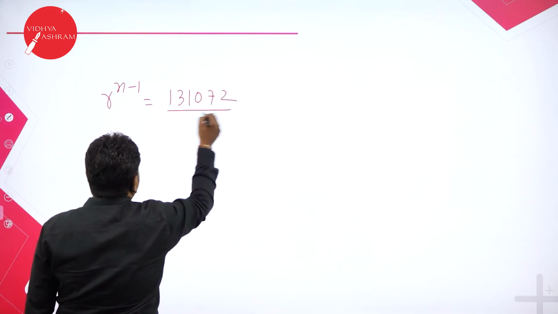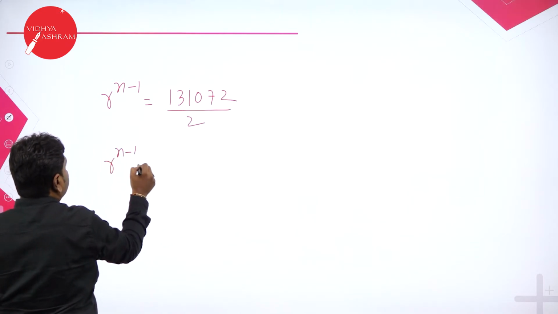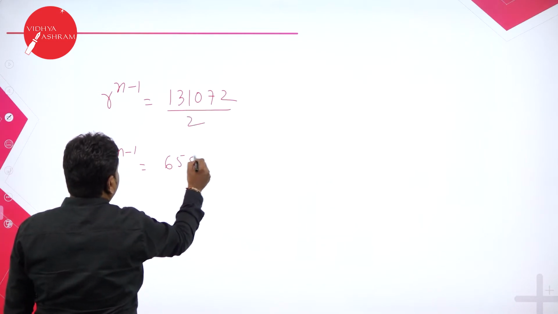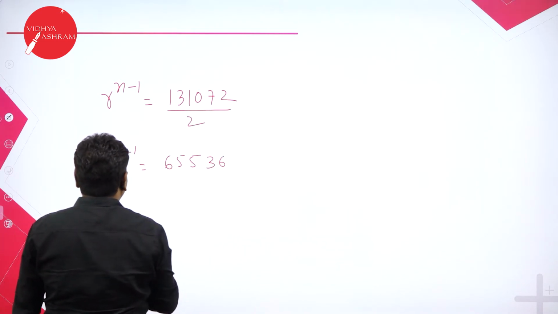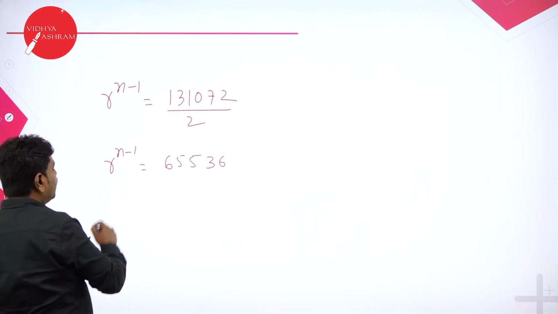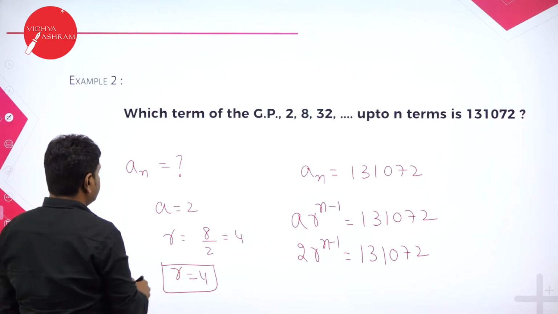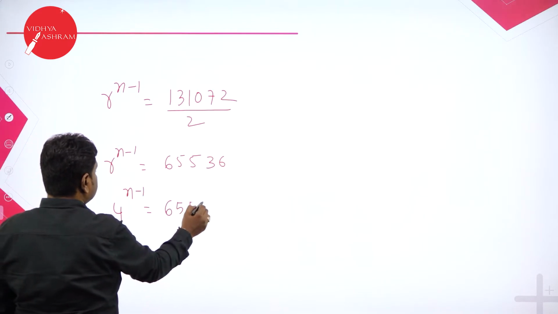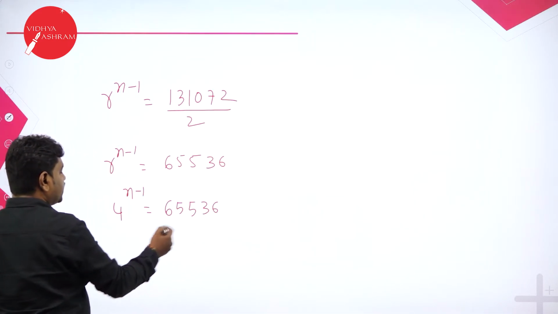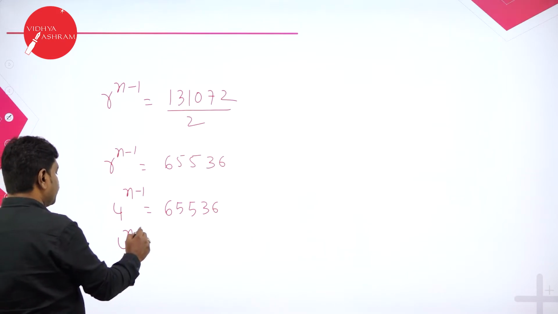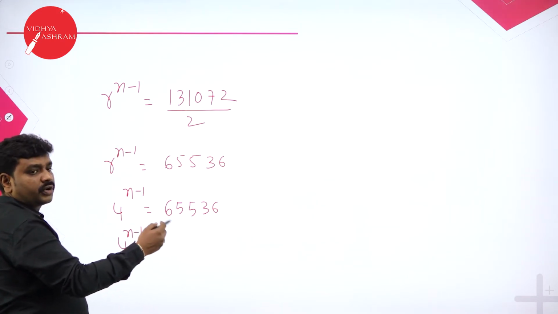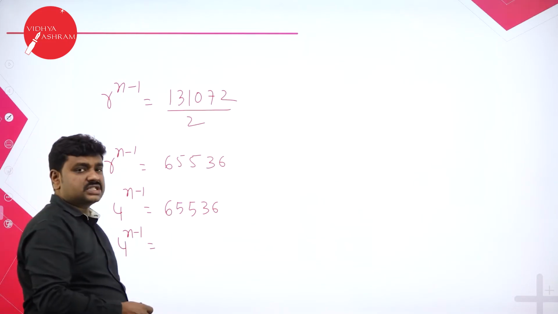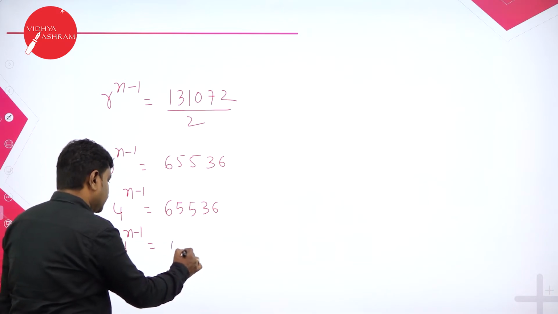131072 divided by 2. That is, R power n minus 1 is 65536. And again, what is the R value? The common ratio is 4. So 4 power n minus 1 is 65536. Use a calculator and expand it in terms of 4 power. If you keep on multiplying 4 into 4 into 4, you will get the particular term in terms of 4 power. Now you try this with a calculator.